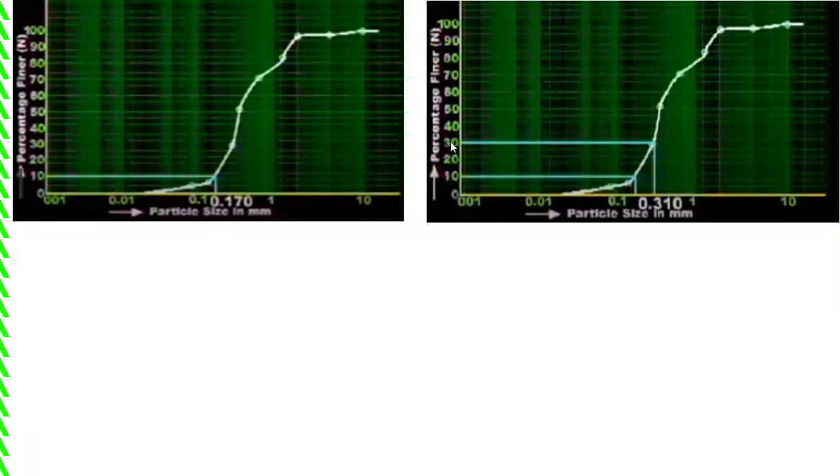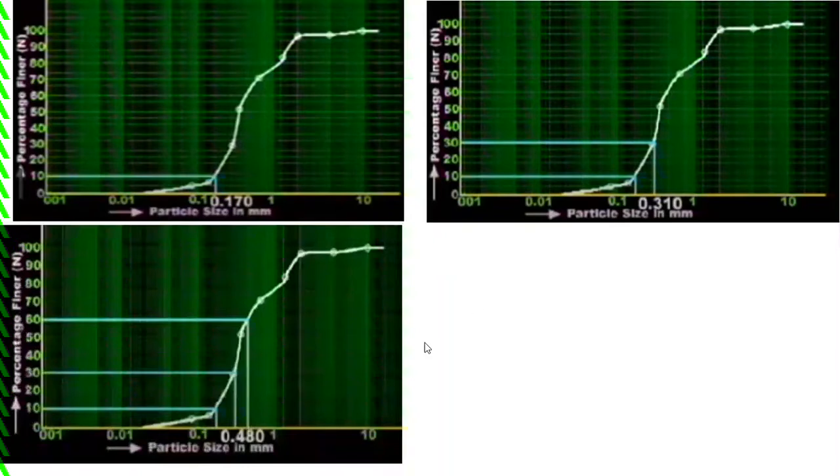Based on the plotted graph, you can observe the value corresponding to D10 is 0.170 mm. In a similar way, the value corresponding to D30 is 0.310. In a similar way, the value corresponding to 60% finer, that is D60, is 0.480.